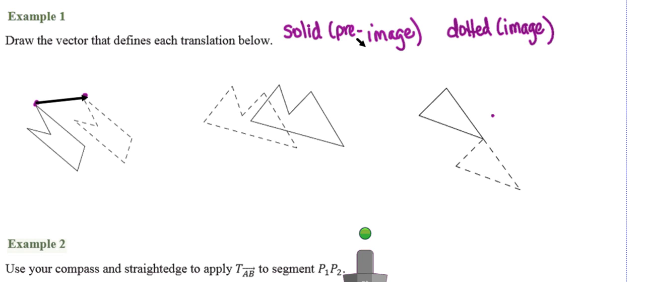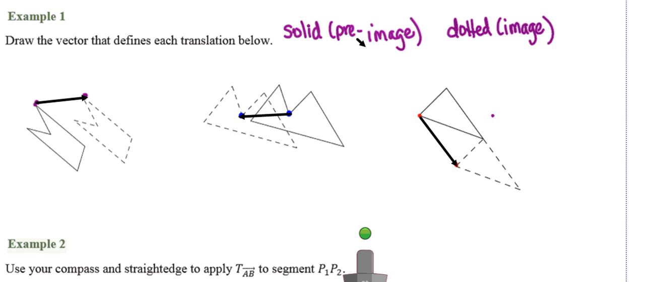If I think about this solid one in the second example as being my pre-image, pick any point in the pre-image, it doesn't matter which one. The key is you have to take its corresponding point in the image, and then use your straight edge and sketch that vector in. And the last one is the same idea. Take any point in the pre-image, find its corresponding point in the image, and you can use your straight edge and draw in that vector.